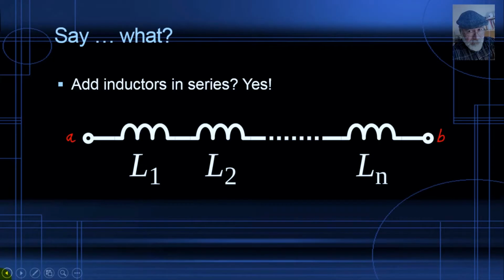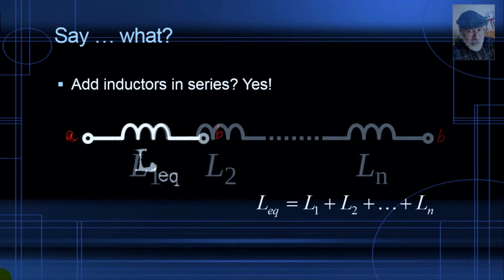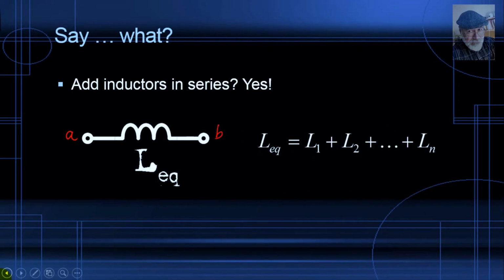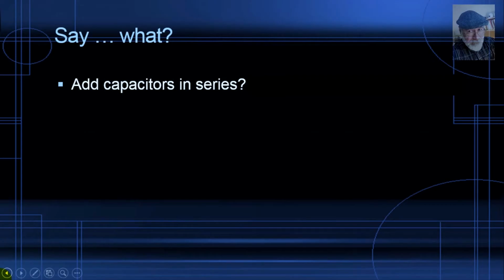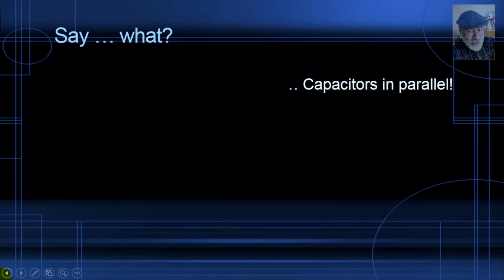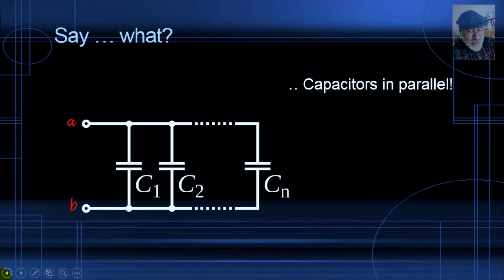Between nodes A and B, we have inductors L1, L2, L3, L4, Ln, n inductors. We can replace them by a single inductor with a value that is obtained just by addition, same way as with resistors in series. And can we simplify capacitors in series? Yes, but not this way. To add capacitors just with an addition, we need for them to be in parallel. In that case, as in the figure, we have n capacitors, C1, C2, C3, C4, Cn, between nodes A and B.